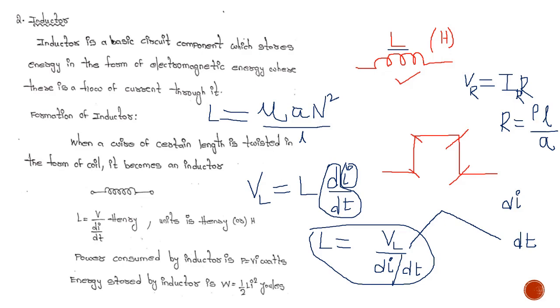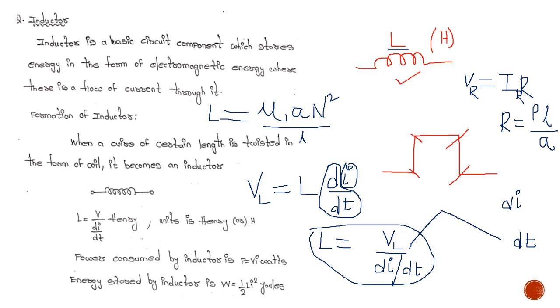We are considering a finite length of the wire, right? So L will be the length of the wire, A will be the area of the cross section, and N is the number of turns. So how many turns we are twisting the wire into a coil, that will be N. And what about this mu? Mu is permeability.